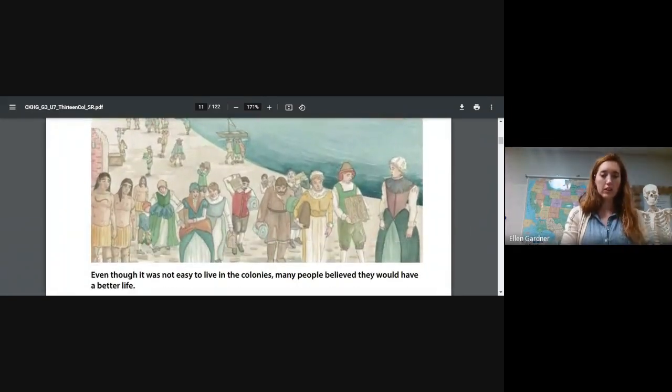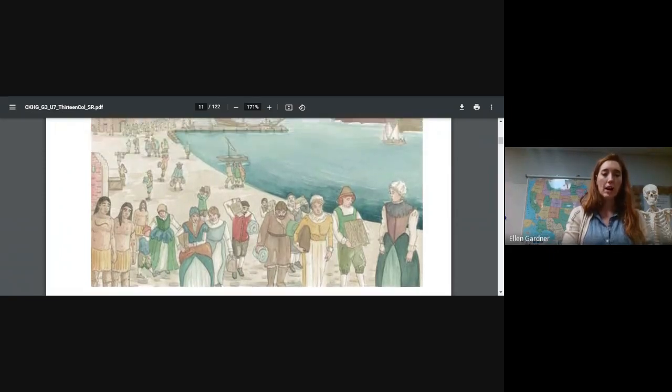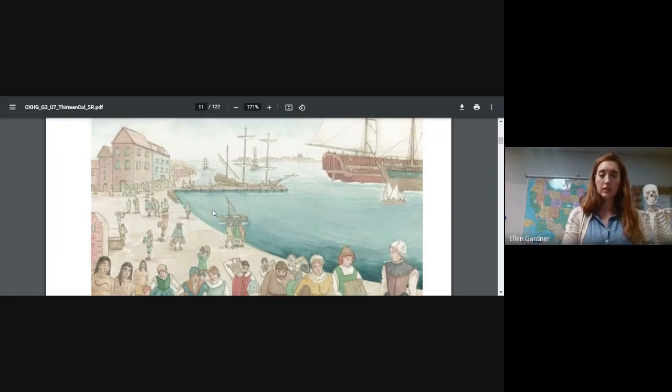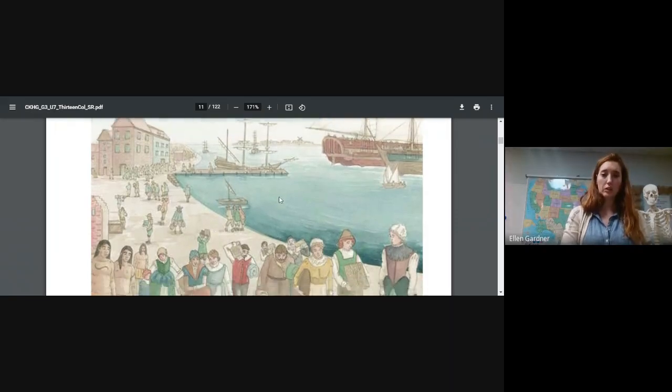Here is an image that says, even though it was not easy to live in the colonies, many people believed they would have a better life. We see some Native Americans and some Europeans as the ships are coming through.